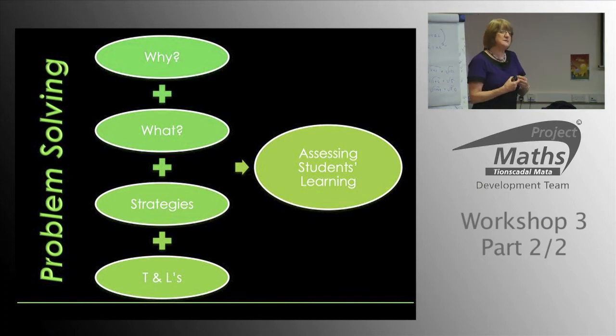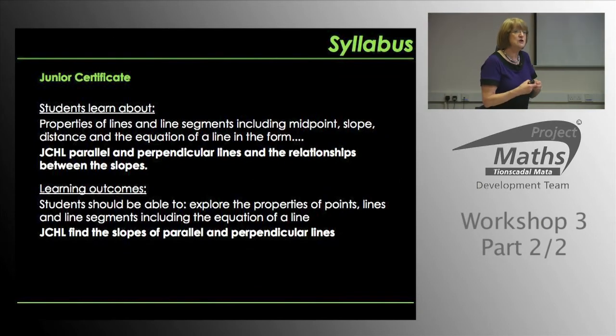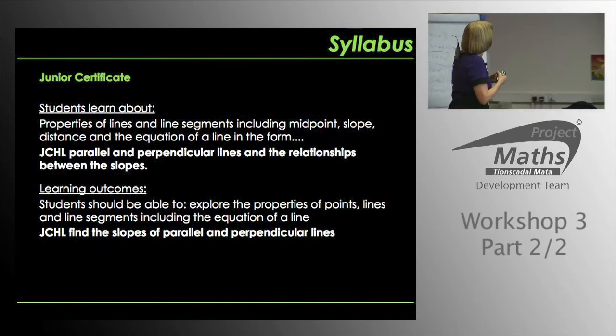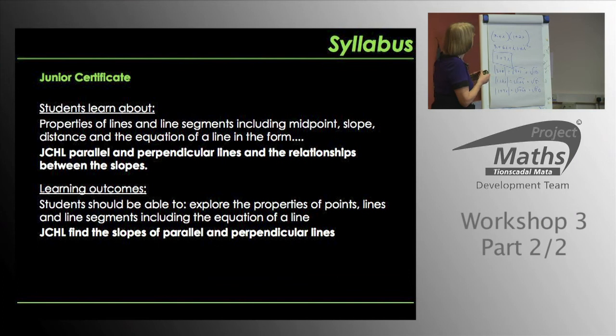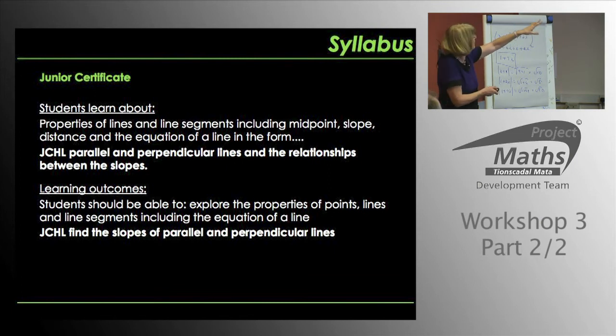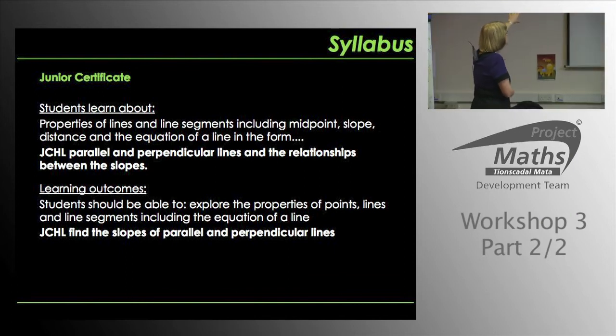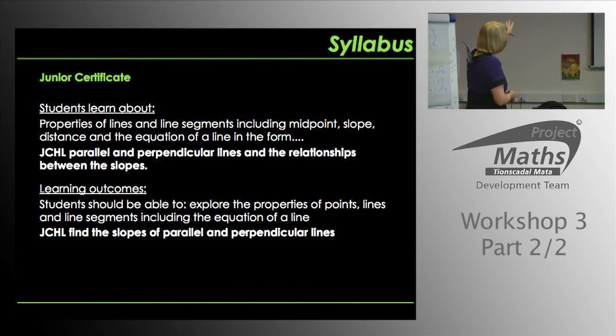I'm going to look specifically at a question at Leaving Cert on slope of a line. Before we do that, we'll have a look at the syllabus on slope. And this is what the Junior Cert syllabus says about the slope. Students learn about the properties of lines and line segments, including midpoint, slope, distance and so on. At higher level, the slightly darker print is the higher level, they have to know about parallel and perpendicular lines. And you have your learning outcomes. Students should be able to explore the properties of points, lines and line segments.